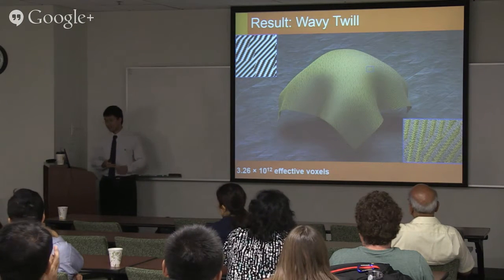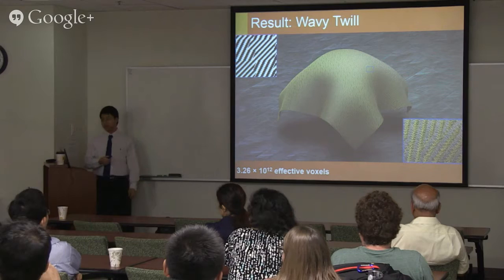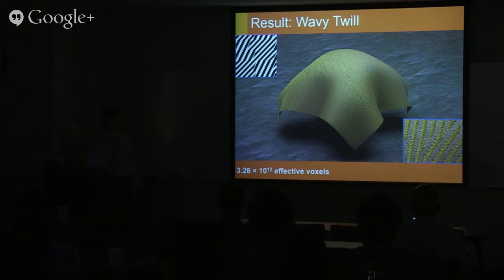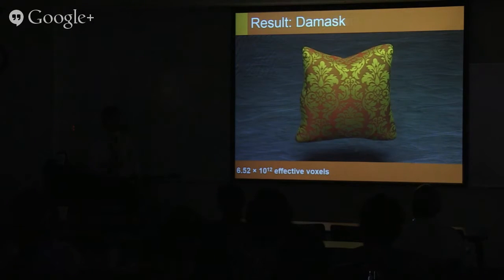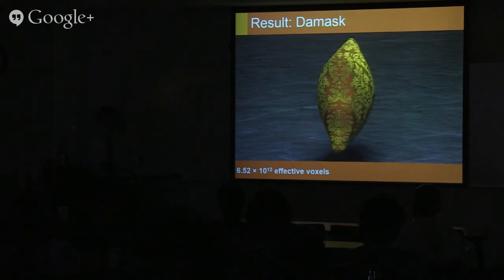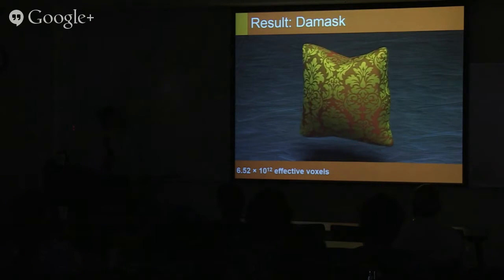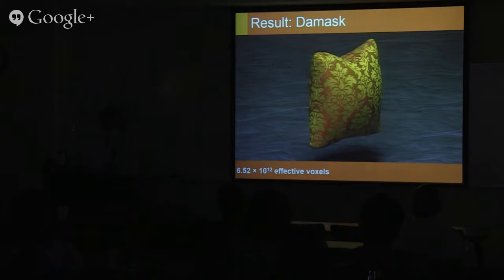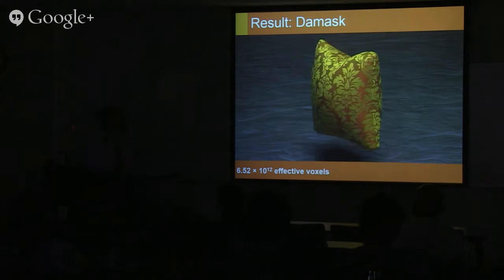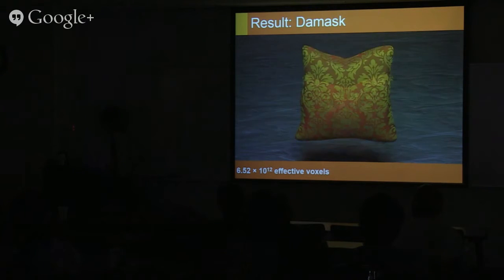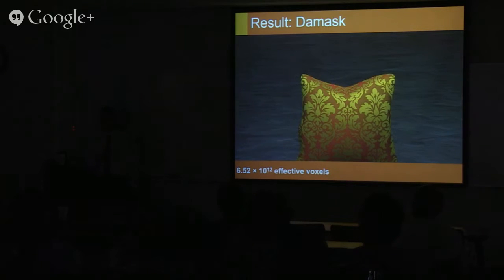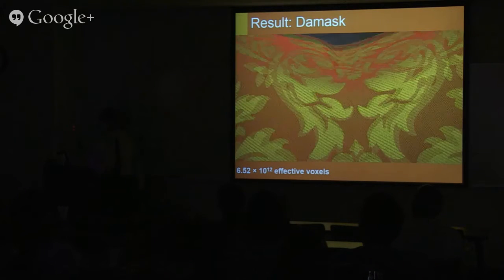Thanks. Here is the fabric with a wavy twill pattern. The synthesis step itself only takes a few seconds. Our approach does a good job maintaining a smooth shading across its surface. Here we show a damask cloth where the golden and red regions have different weave patterns. We can see these patterns from close-up views.